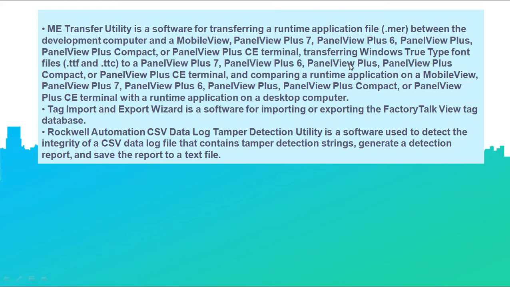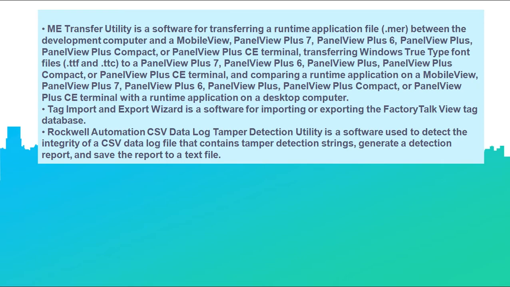So you are using Windows font also there, to Panel View Plus 7, Panel View Plus 6, Panel View Plus Compact or Panel View Plus CE terminal. These are the different versions, and you can compare a runtime application on a mobile view panel, Panel View Plus 7, Panel View Plus 6, Panel View Plus Compact or Panel View Plus CE terminal, with a runtime application on a desktop computer. So you can make comparison also, but you can use a transfer utility there.